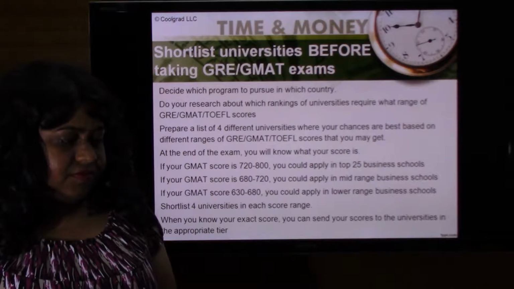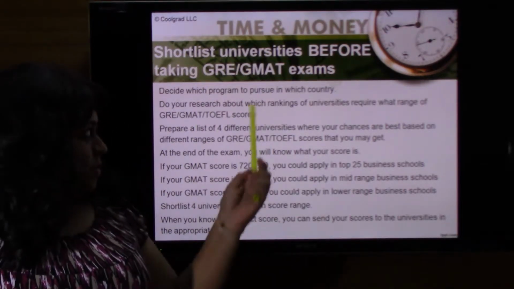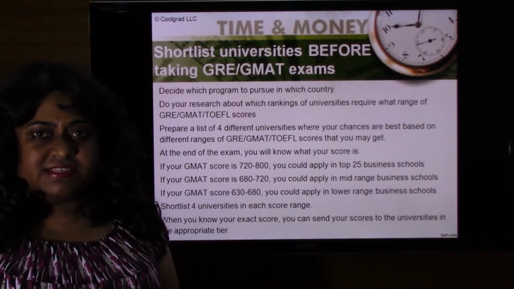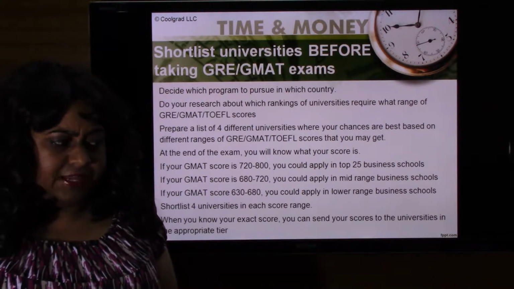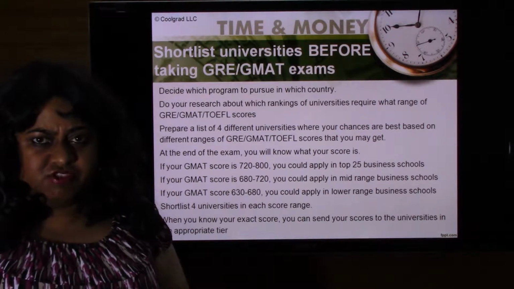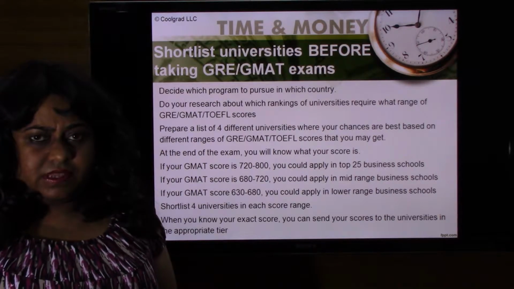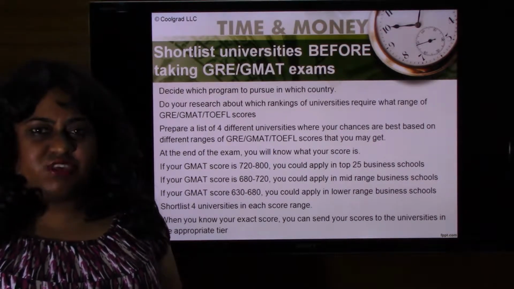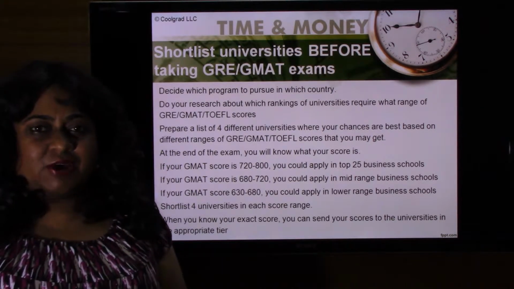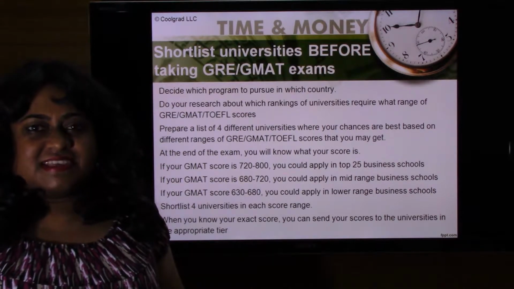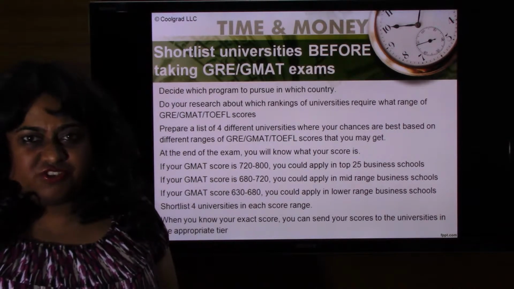So, this is another bit of advice. Shortlist a few universities to apply to before you take the GRE or GMAT exams. At the end of the GRE or GMAT exams, you have to list at least 4 different universities to which you're submitting your scores.